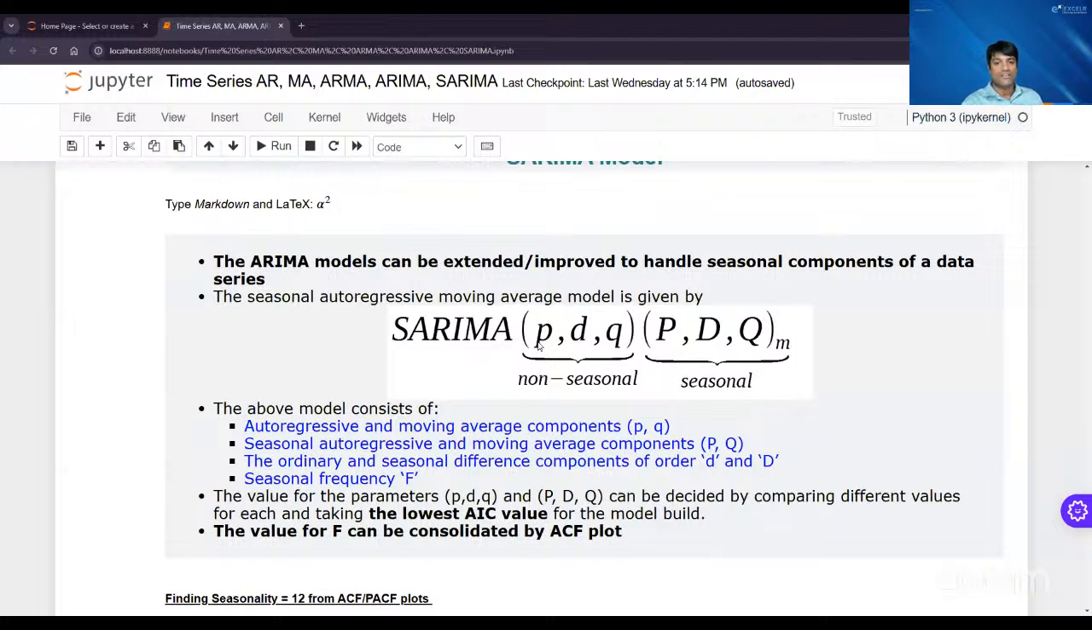That is what I told. This is a little confusing part, because the variable name itself is confusing: capital P, D, and Q are the seasonal factors, and small p, d, and q are the non-seasonal factors.